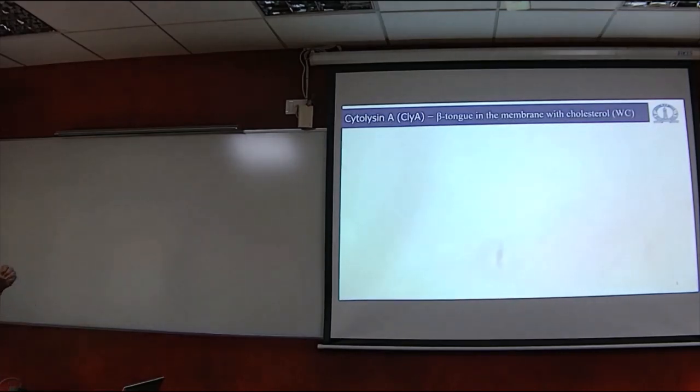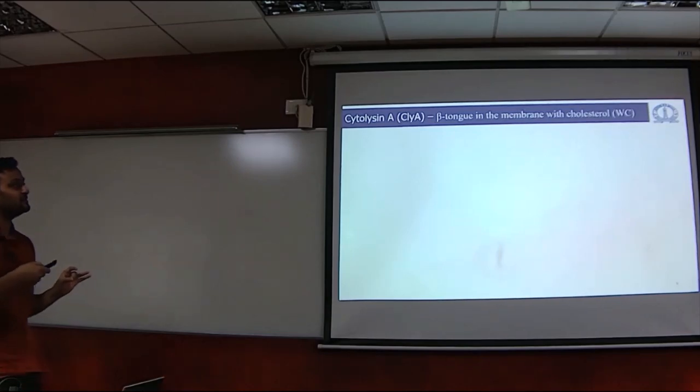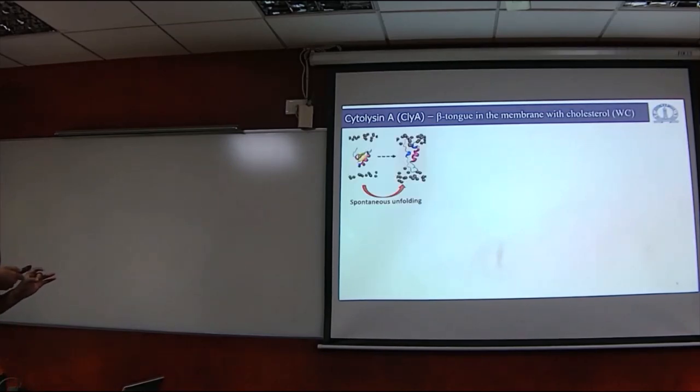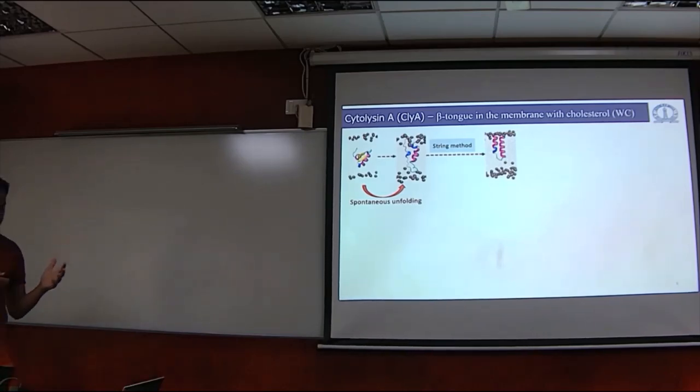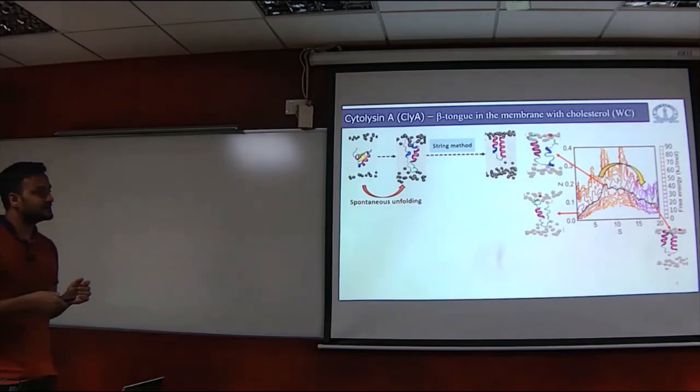So to answer this, we again did a similar exercise of the beta tongue in a membrane with cholesterol, where we simulate this beta sheet, and interestingly, what we find is a spontaneous unfolding of this beta sheet in the membrane without any external bias. That essentially means there is no free energy barrier now for it to unfold, which was previously there in the case without cholesterol. So now the task at hand is to get the transition from this unfolded state to this helix state. Here again we opted for the string method, and the transition goes something like this.